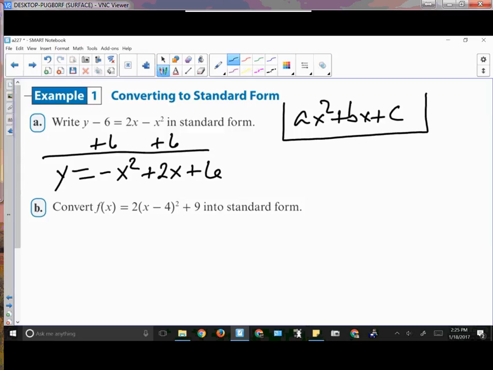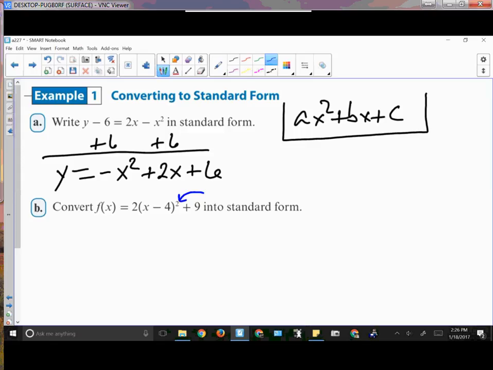So let's take a look at b then. I need to put that into standard form. What I see here is I see a 2 and I see a parenthesis. Now normally you guys would just go, good, distributive property, away you go. Can't do that. The reason that you can't do that is sitting right here. That thing squared. If you go back to your order of operations, you have to do your exponents before you do the multiplication.